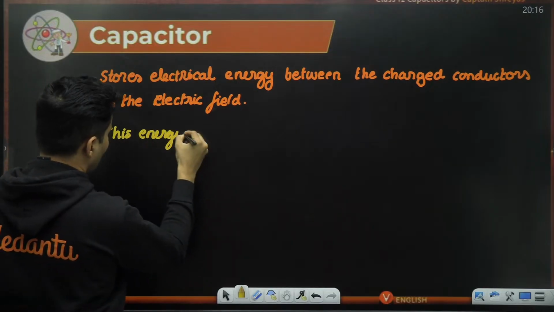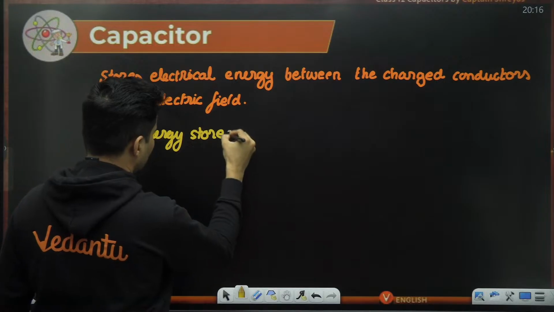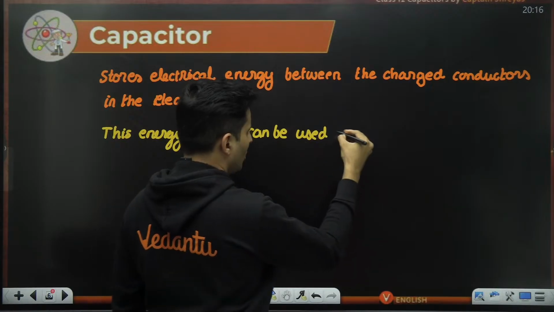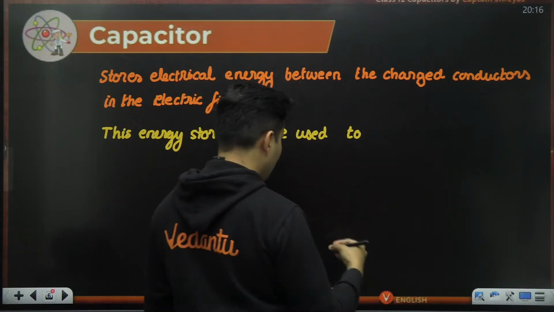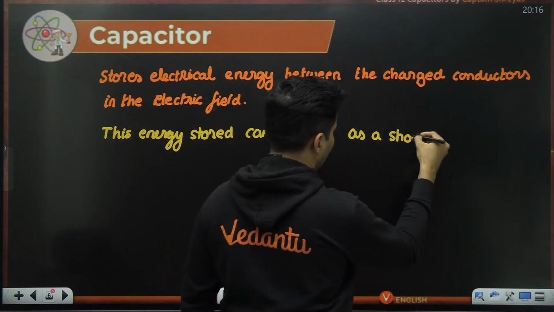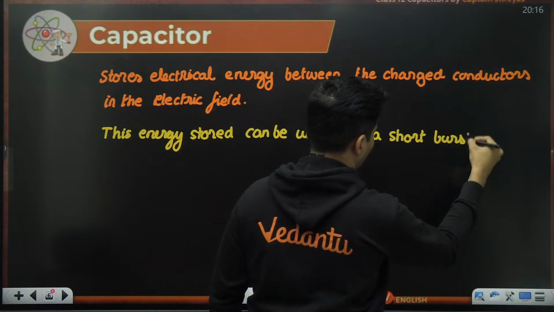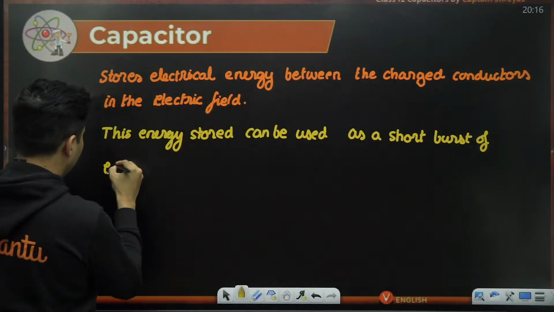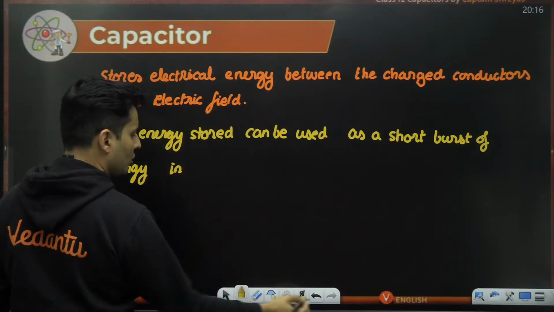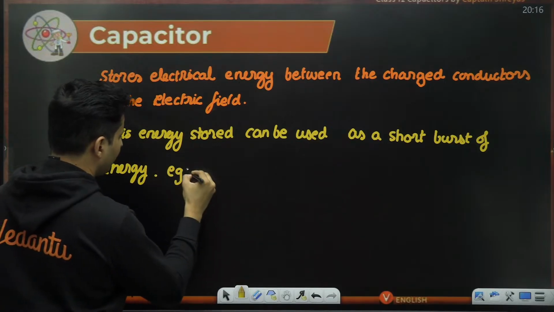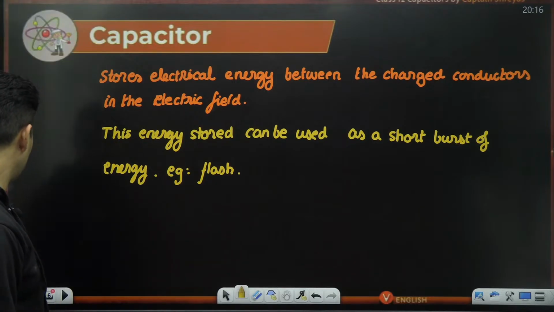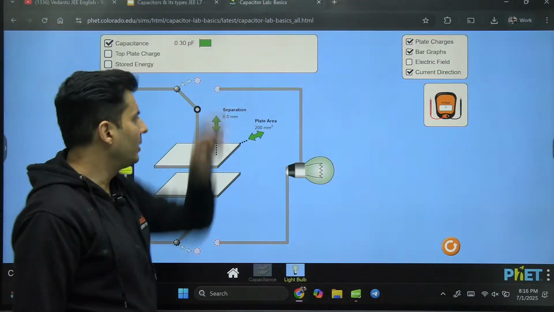This energy stored can be used as a short burst of energy. Example, a camera flash, right? So let me show you the demo of that right over here.